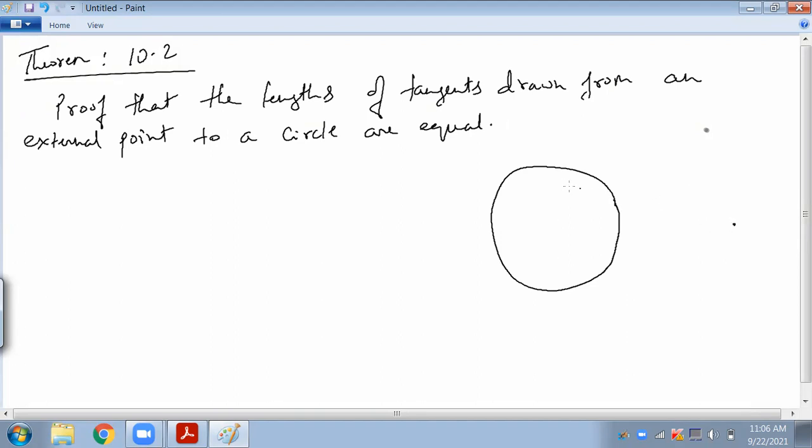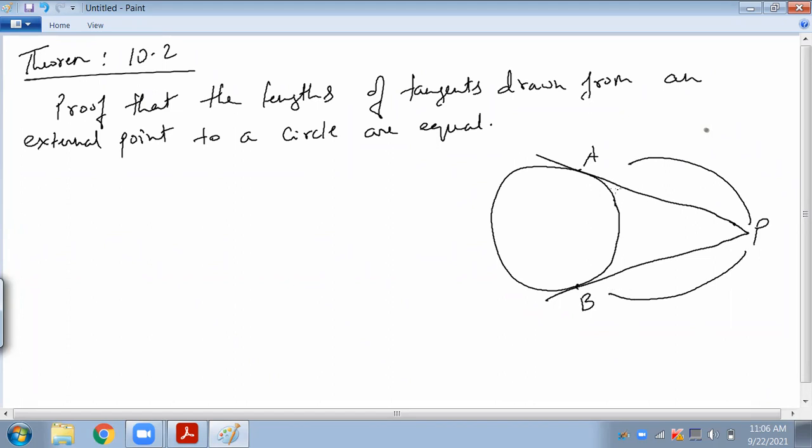Now we have seen what? From an external point, say P, we can draw at the most 2 tangents, say at A and B. And by this theorem, we can take PA and PB equal, or AP and BP equal. The length of the tangent, we can take it equal. The length of the tangent is what? AP and BP, or PA and PB. Okay, now we are going to prove this theorem.